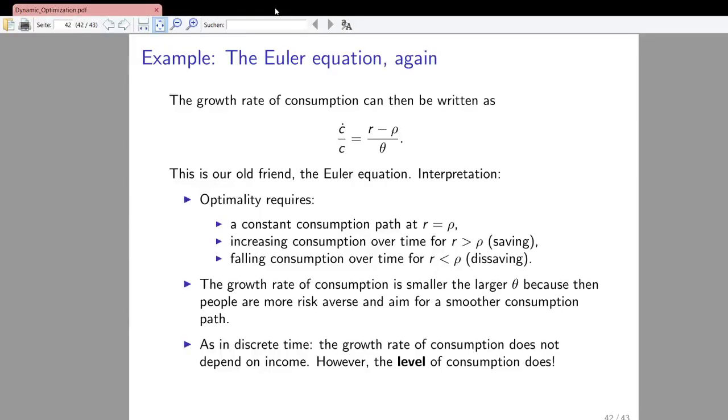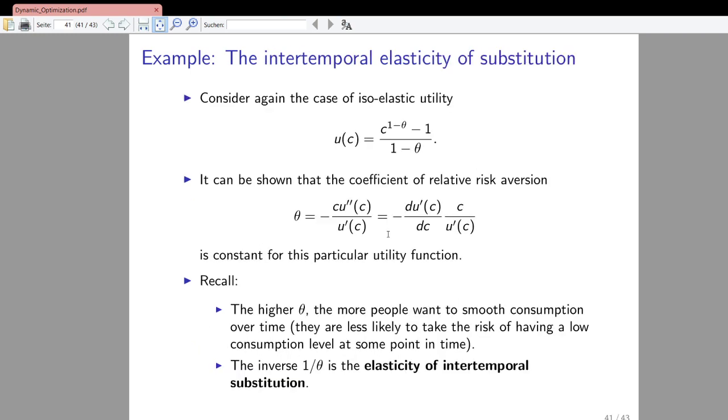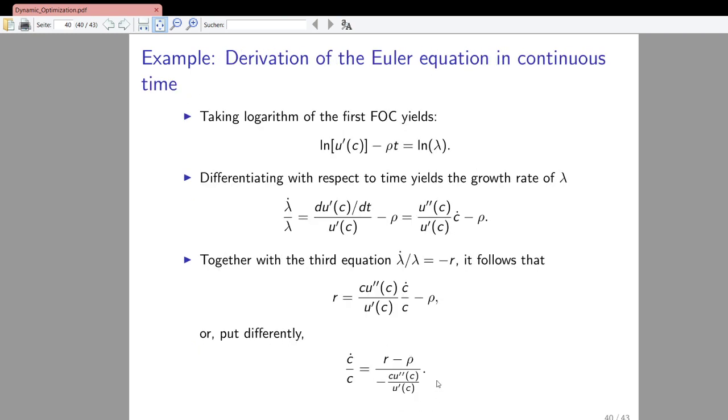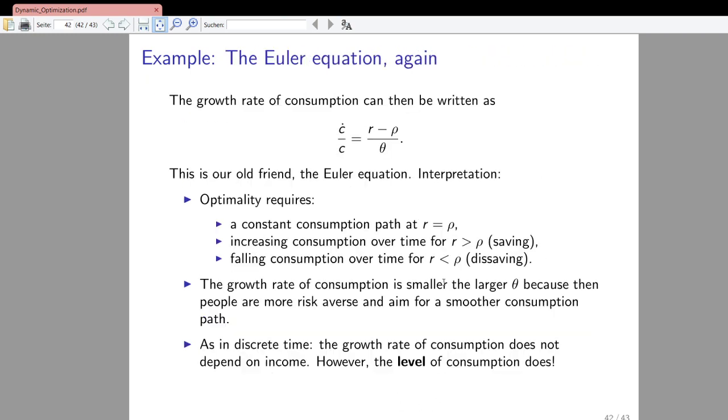If we plug this into the consumption-Euler equation from the slide before, so in this expression, so we have theta here, then we get the consumption-Euler equation in continuous time. And we are already quite familiar with this expression. On the left hand side we have the growth rate of consumption. Now it's the growth rate and not the growth factor. So if the growth rate is positive, consumption increases over time. If the growth rate is negative, consumption decreases over time.